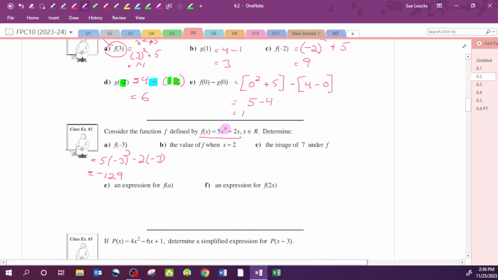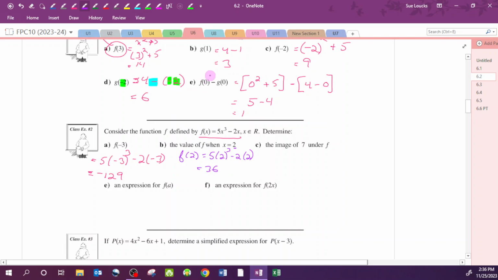And then I've got, find the value of f when x equals 2. So that's the same thing. This is just finding what's f of 2. So that's going to be 5 times 2 cubed minus 2 times 2, and that equals 36.